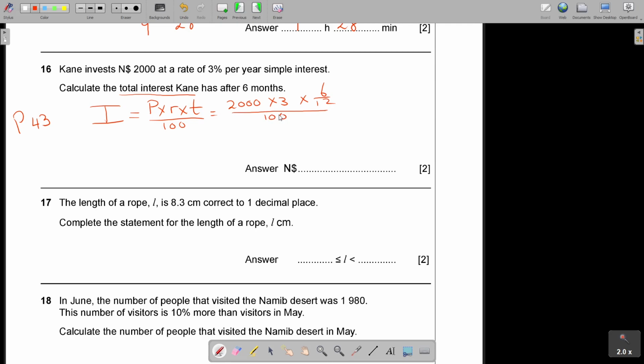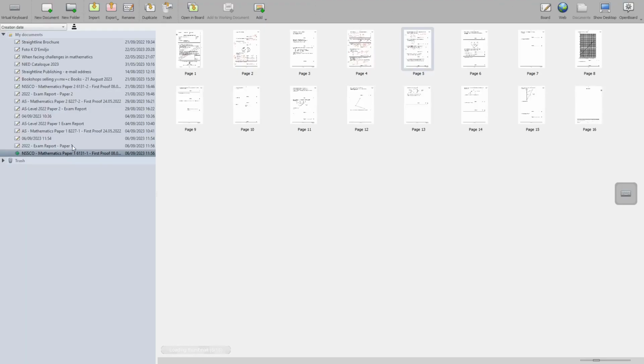Did you see what I did? I didn't say multiply by 6 because it's not 6 years. It's only half a year. So I just take the months and put it over 12 to get that half fraction. And then on the dot you will just get $30 for those 6 months. Okay, and we can go to the exam report again.